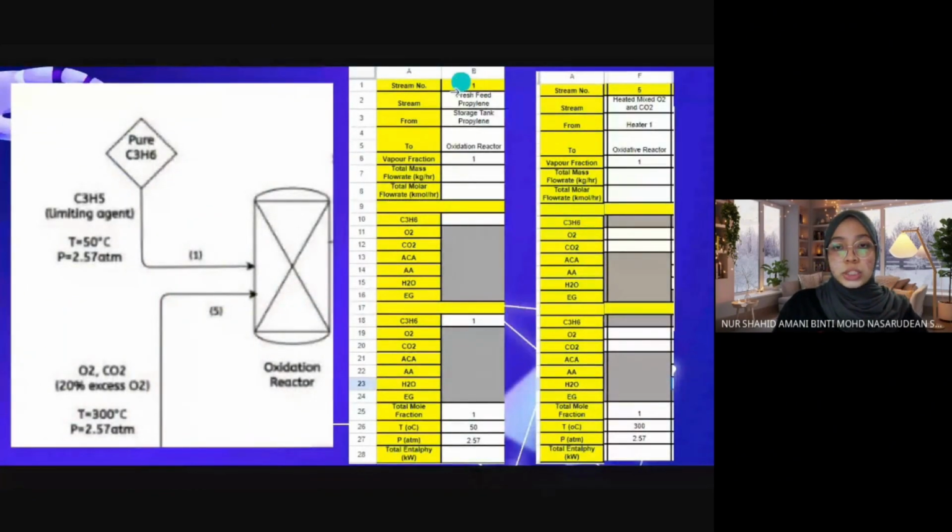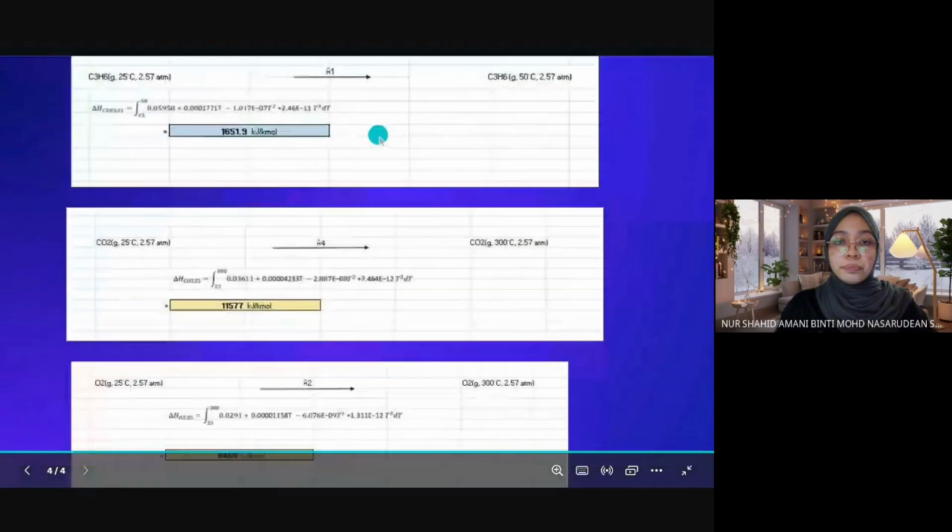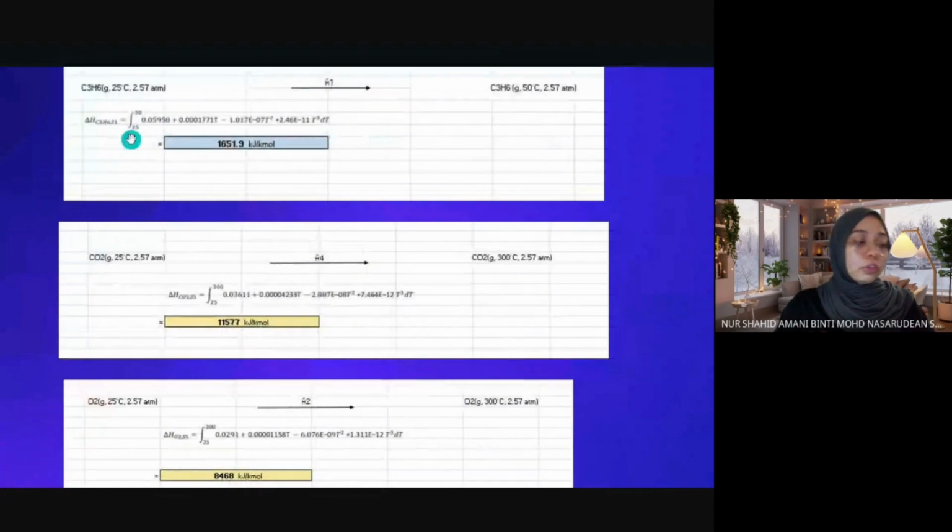There are two streams, stream 1 and stream 5, in the oxidative reactor. For stream 1, there is propylene, and for stream 5, there is CO2 and O2. To find the H for propylene, you can refer to table 3.2. The temperature we use is 25 to 50: 25 is from the reference state, and 50 is the current temperature of propylene. Then you just substitute the values into the given formula.